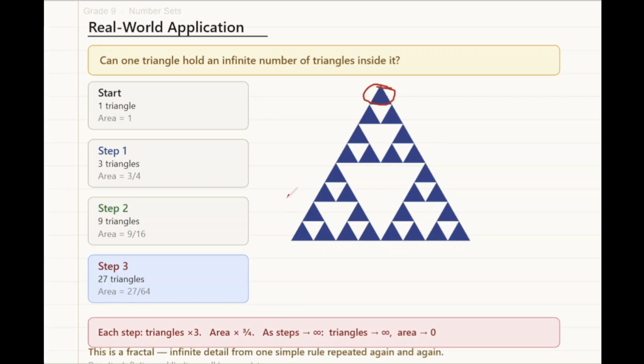Infinity: the number of triangles grows without end. A limit: the area shrinks towards 0 but never quite reaches it. And density: at every step, more and more detail appears inside the same space. Fractals like this appear in nature too. You might have seen snowflakes and coastlines, which all follow the same idea of simple rules repeated forever.